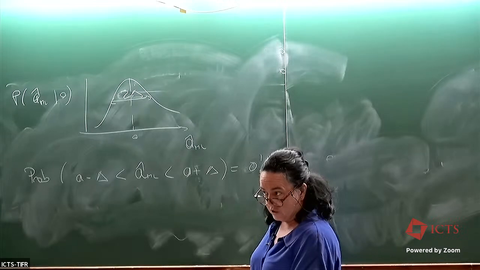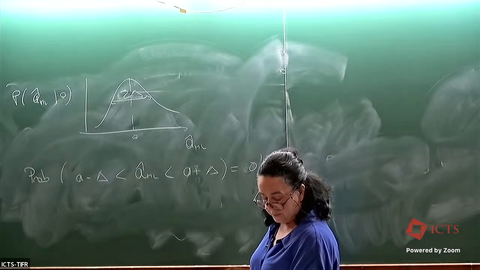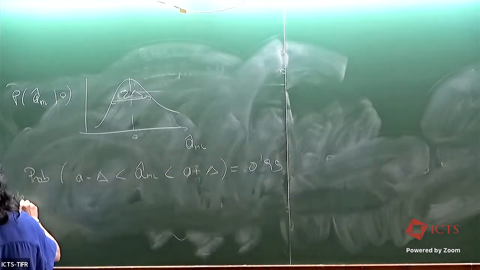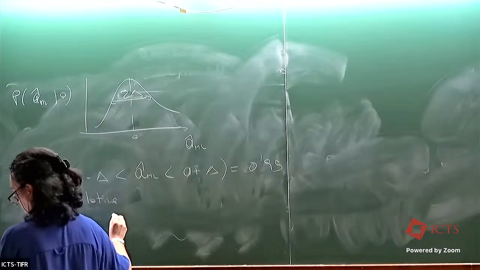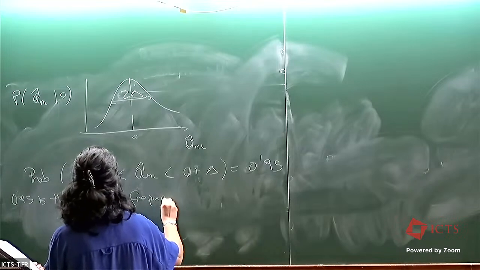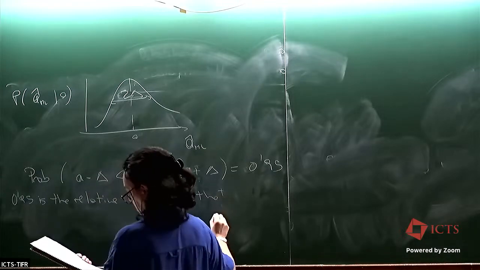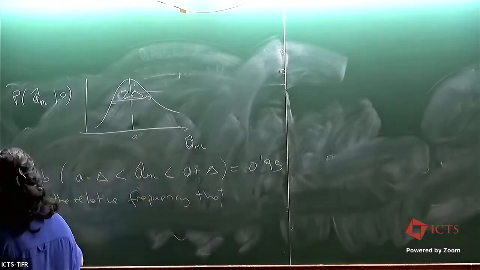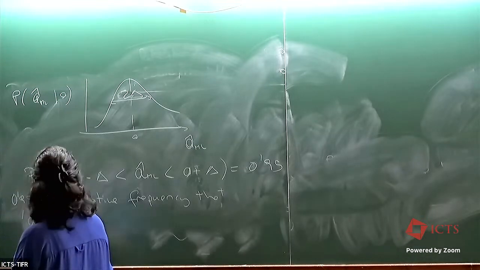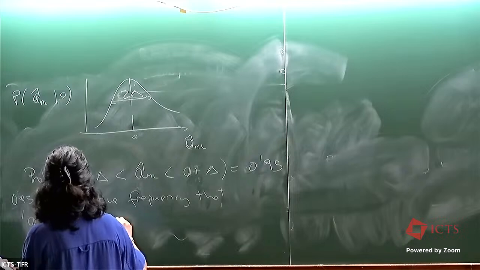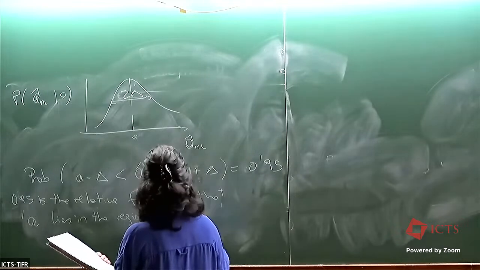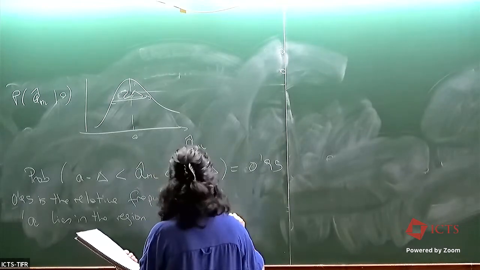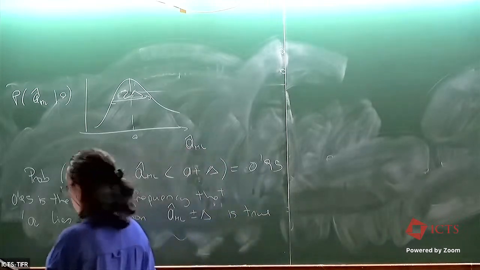And basically what this is going to mean is that 0.95 is the relative frequency that the parameter A lies in the region maximum likelihood plus minus the width, is true over repeated experiments.